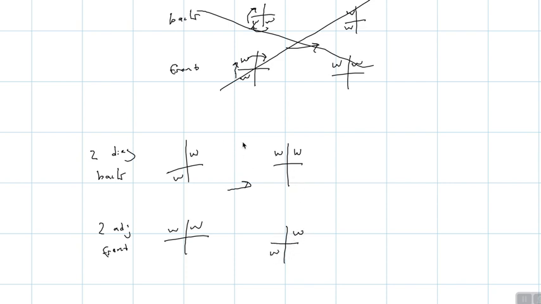Front will look like that. We've never seen this configuration, so that works. Next, I want to consider a configuration where we have 2 diagonal in the back.